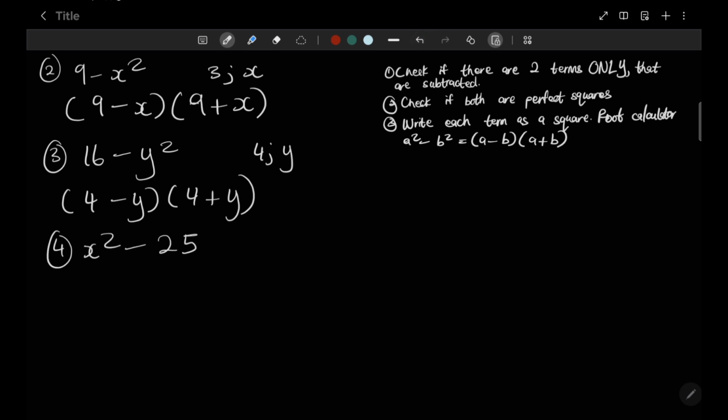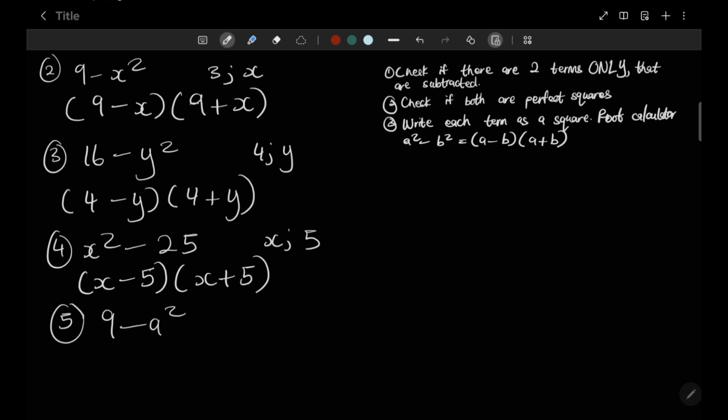X squared minus 25. First condition, check if there are two terms only. We have x squared and 25. There are two terms that are subtracted. We have a minus sign here. Check if they are both perfect squares. X squared is x times x. Therefore, it is a perfect square. What is the square root of 25? It's 5. So we've met the second condition. Number 3, write each term as a square. What is x squared? X times x. What is the square root of 25? It's 5. Now let's substitute. Open the first bracket, x minus 5, second bracket, x plus 5. Now let's do number 5.